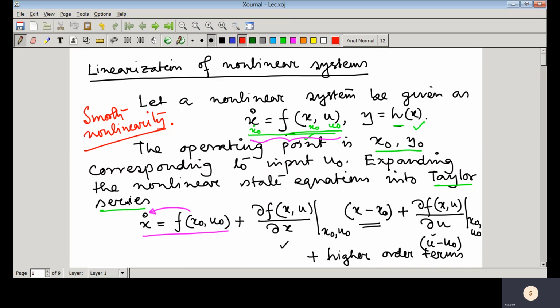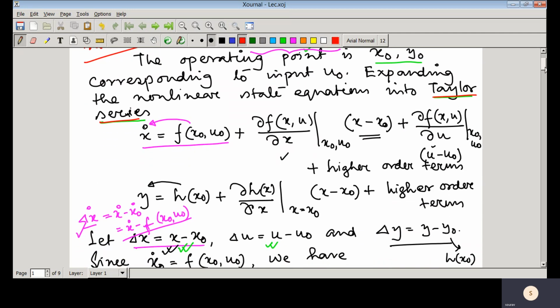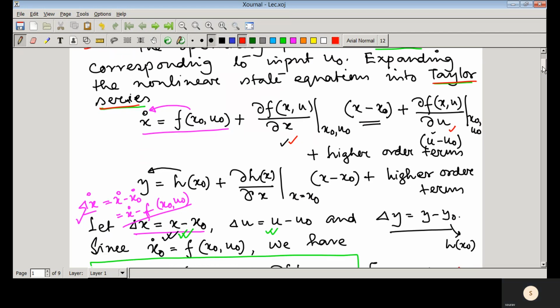So first, by expanding the nonlinear state equations in Taylor series, you can calculate those values at some operating point. Normally when you linearize a nonlinear system, we do it at an equilibrium point, and in the previous part we have discussed what that equilibrium point is and how to find it.